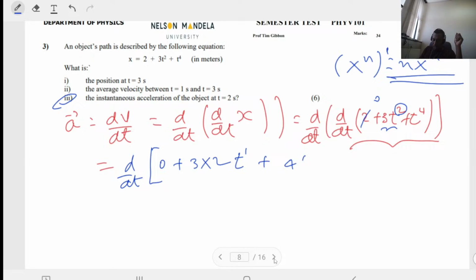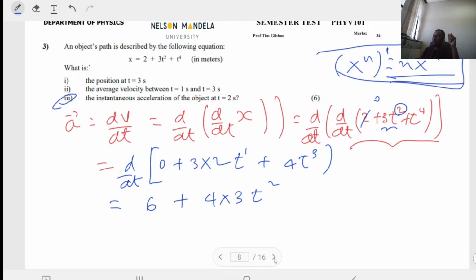4 t raised to 3. By now, you must know what I'm talking about. Then, if I differentiate again, constant number doesn't give me anything. 3 times 2 is 6. Plus, if I differentiate the last one, it's going to be 4 times 3t squared. By that rule, I'm still applying this rule.